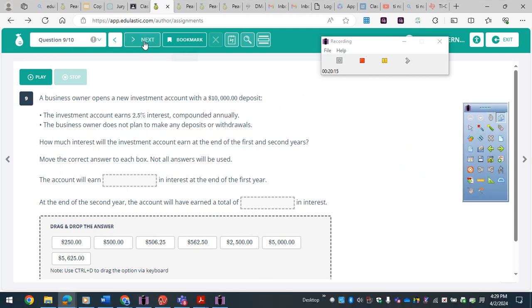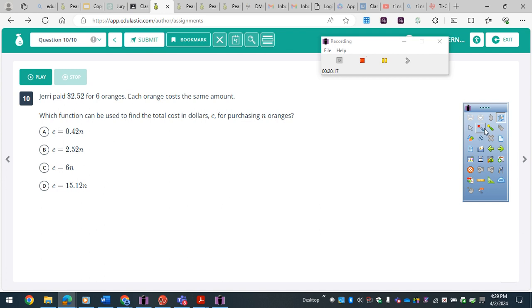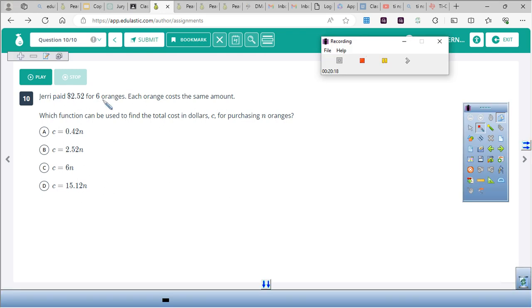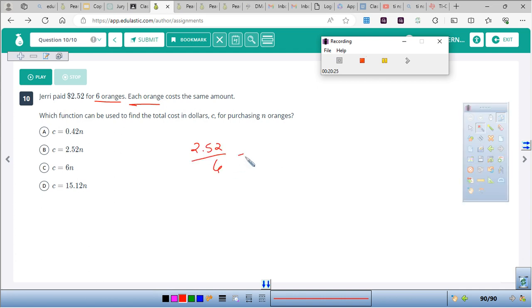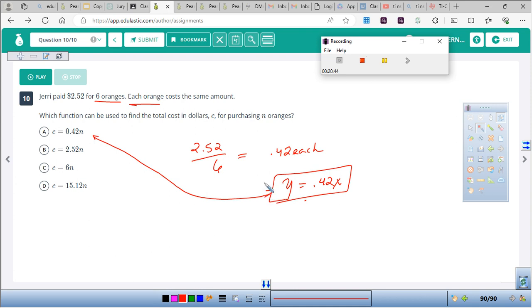Okay, since we're almost done, let's go to the next one and just finish it up. Susan paid that much for 6 oranges. How much is each orange? That means divide by oranges, guys. Divide by 6, which is the number of oranges, which gives you 0.42. And that means each, every, per. So the equation will be y equals 0.42x. That's your answer.